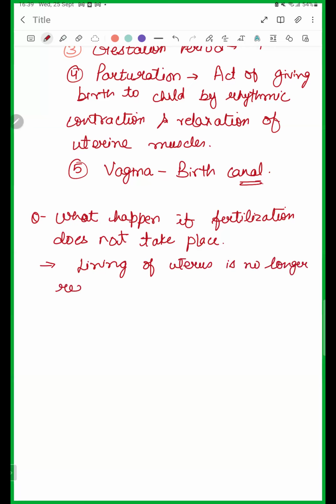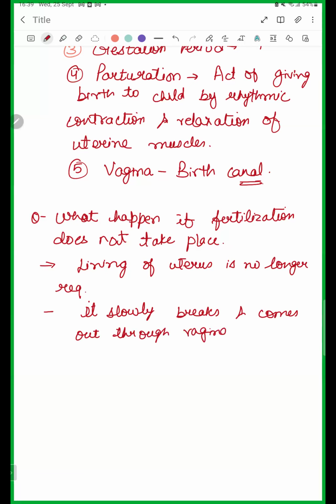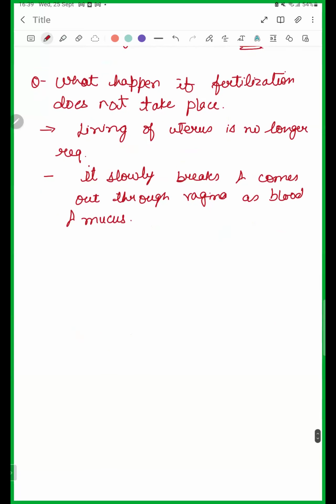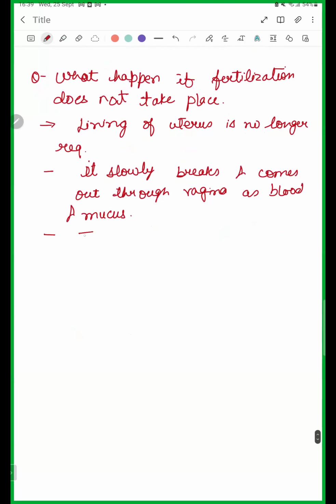All right. It slowly breaks and comes out through the vagina as blood and mucus. This is called menstruation.